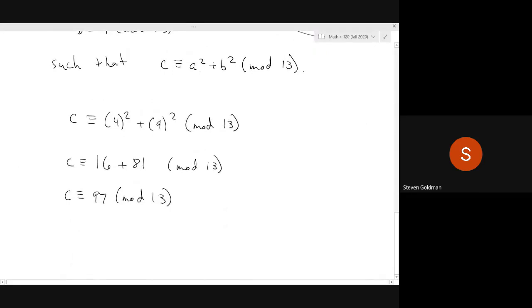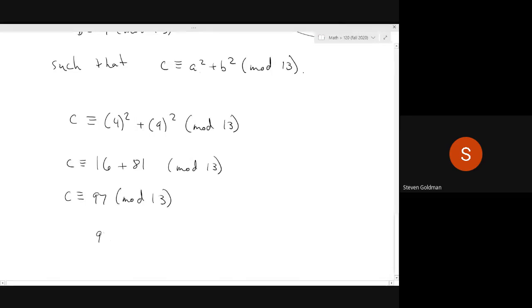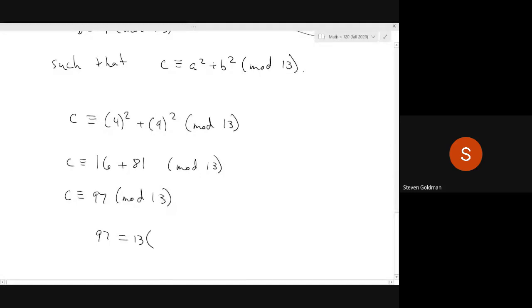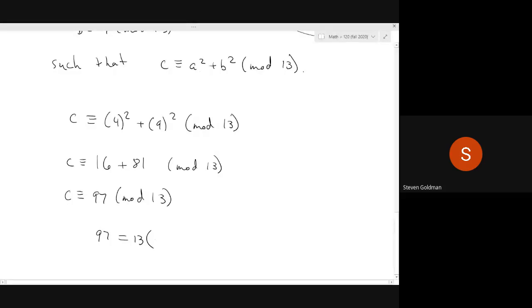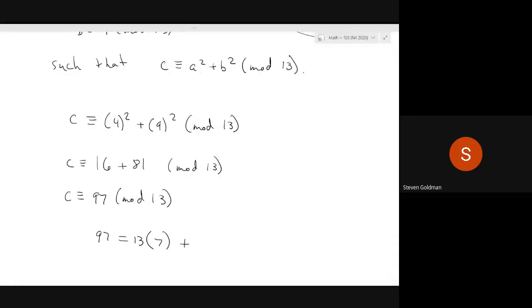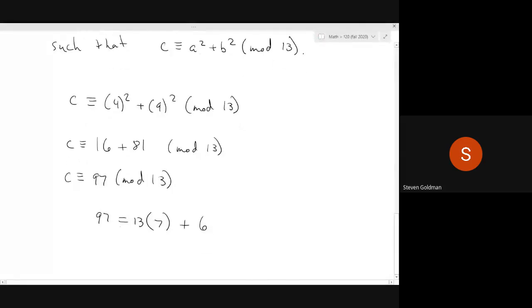What I would do for this type of problem is find the remainder when 97 is divided by 13. That remainder will have to be a number between 0 and 12, and I just make C that number. That number will be congruent to 97 mod 13, and it will also be between 0 and 12. So let's find 97 divided by 13. How many times does 13 go into 97? 7 times. What's the remainder? 6. Okay, I'll take your word for it. So the remainder is 6.